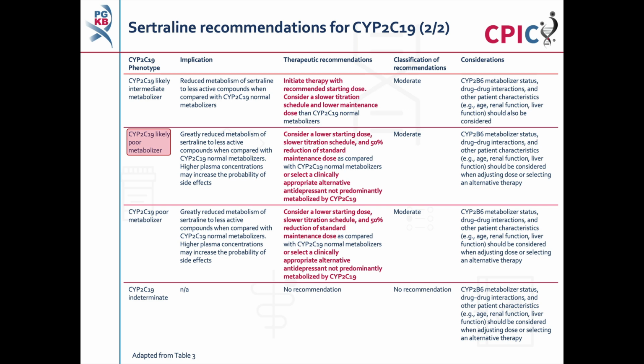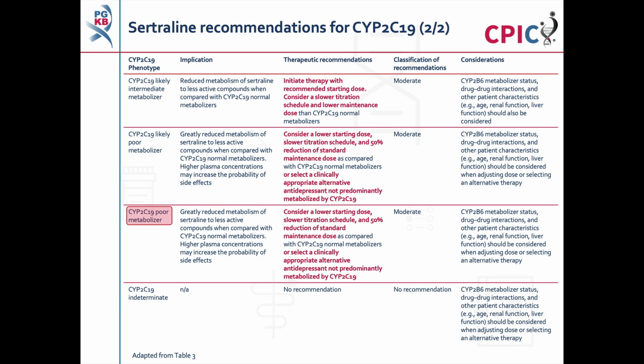Patients with a CYP2C19 likely poor metabolizer phenotype will have greatly reduced metabolism of sertraline compared to normal metabolizers and may also have an increased probability of experiencing side effects. A lower starting dose, slower titration schedule, and a 50% reduction of the standard maintenance dose should be considered for these patients. Alternatively, a clinically appropriate antidepressant which is not predominantly metabolized by CYP2C19 can be selected. This is a moderate recommendation.